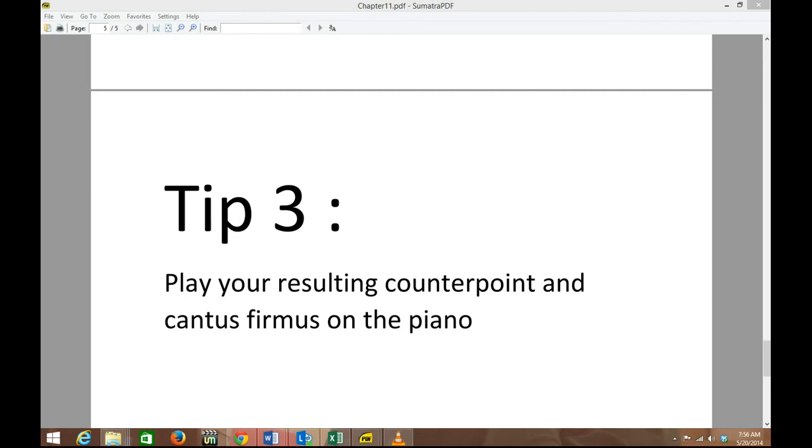You should have already analyzed the strengths and weaknesses of your line, and this gives you a chance to hear how they sound. It is also a great way for you to hear and detect unacceptable errors like parallel fifths.